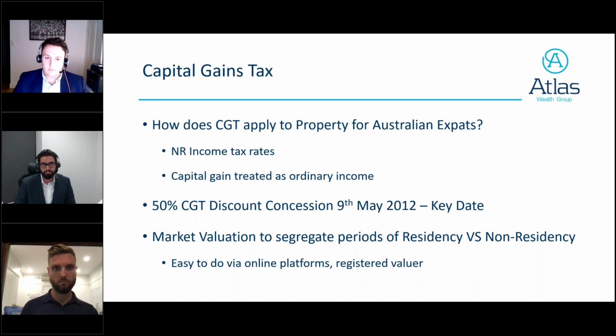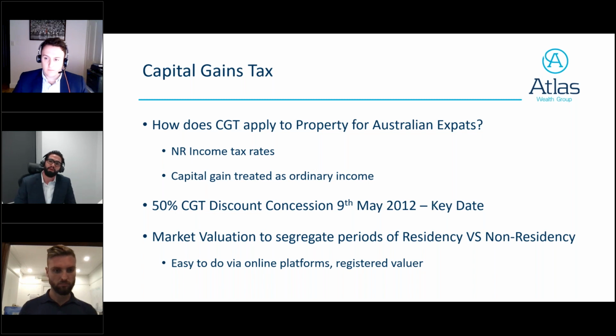So rather punitive. So you need to have a strategy if you are going to release a property asset of how to reduce that. The concession that we used to be able to access as Australian expats was the 50% CGT discount concession. That was removed back on the 9th of May 2012.